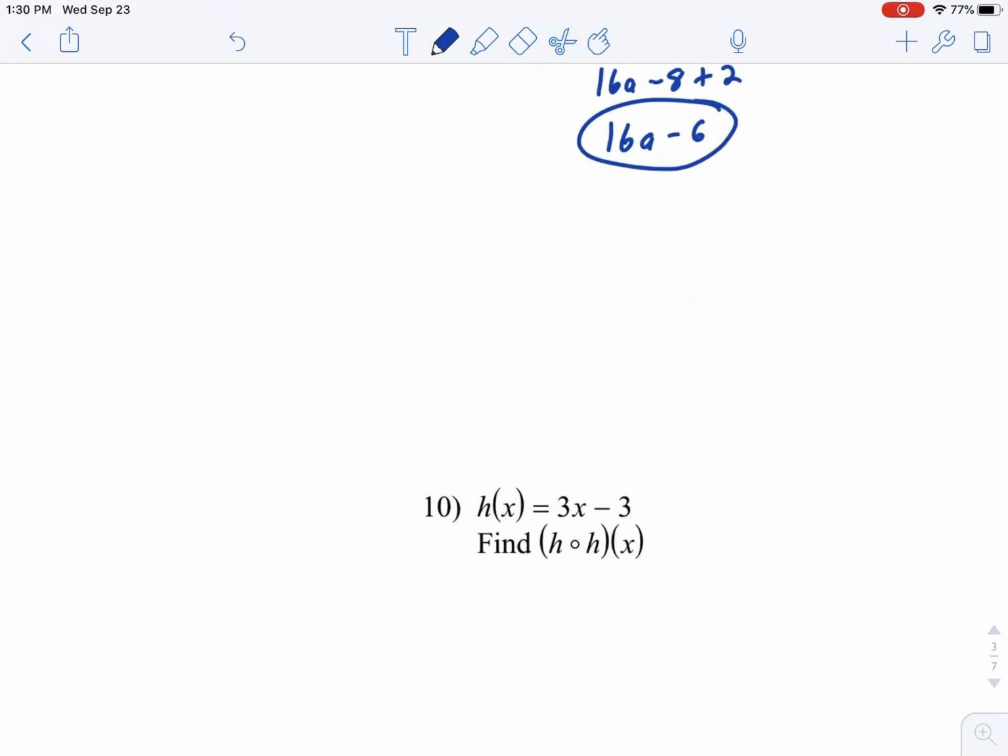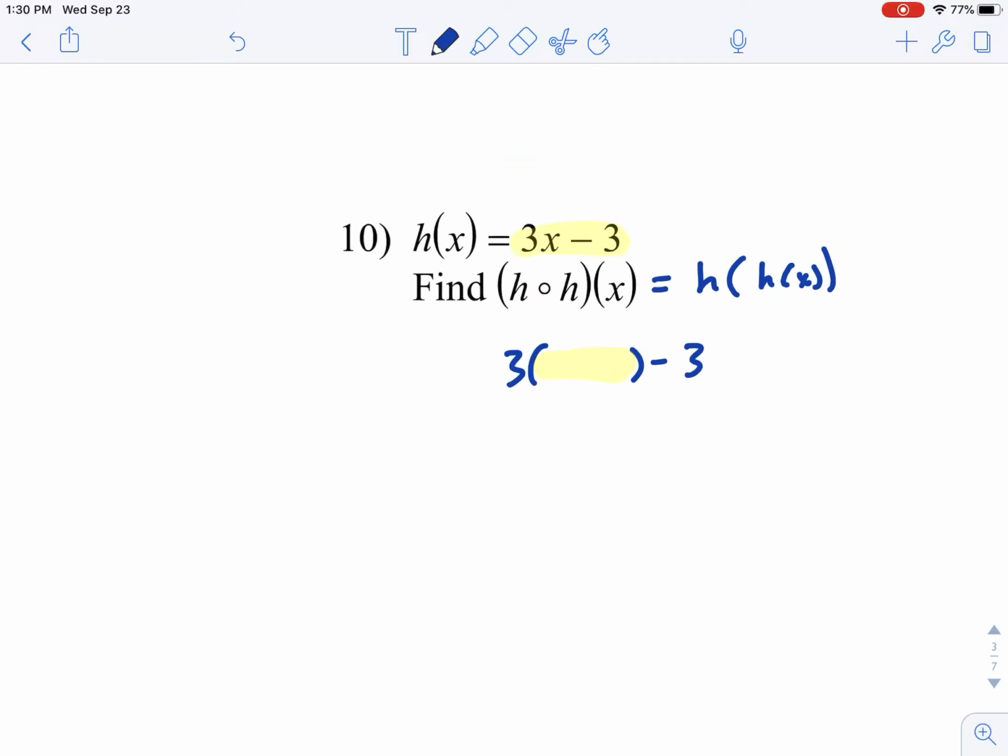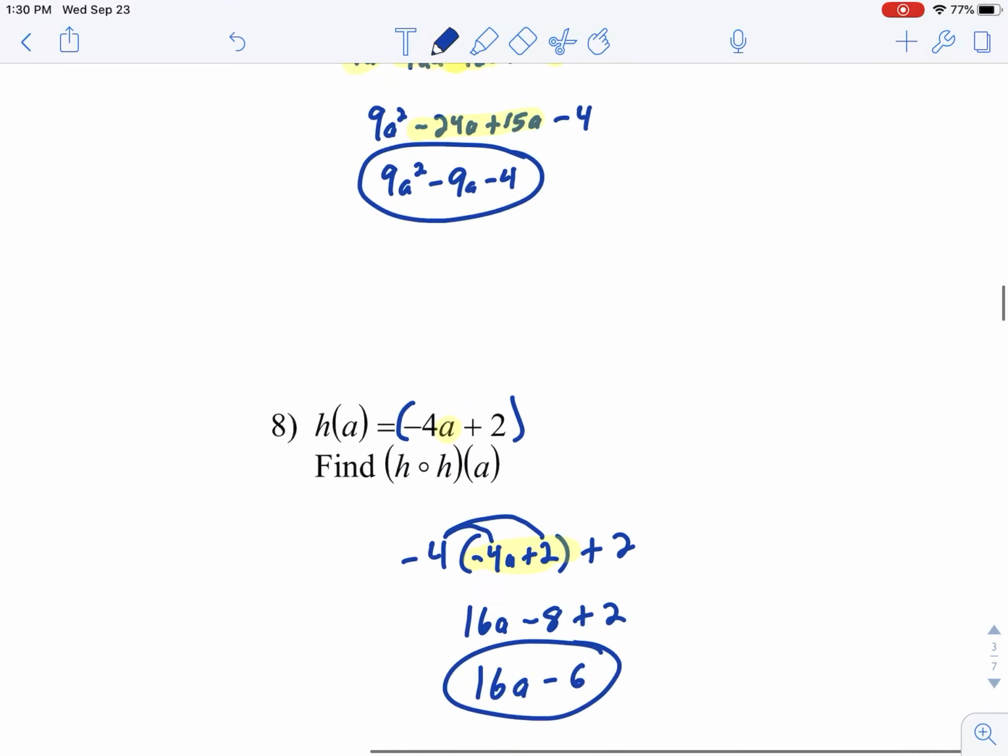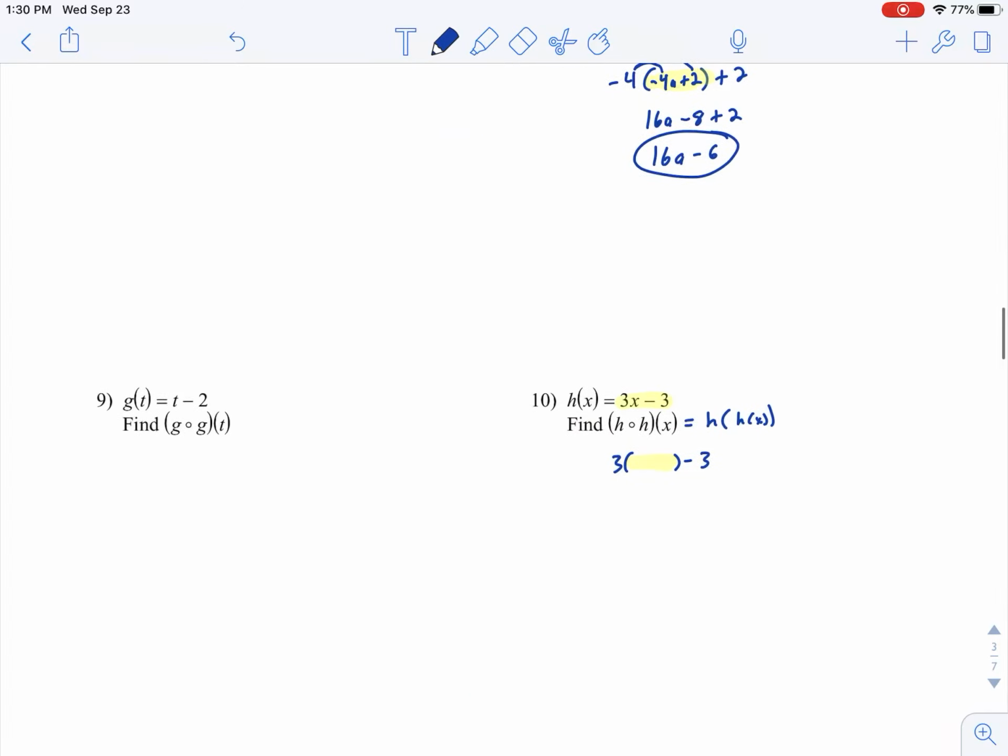Number 10, same thing. h of h, 3x minus 3. Instead of an x, I left open parentheses, and now I need to plug that into the parentheses. Oh, I've left something off here. Normally I do this, so it's h of x. That's not necessary, but I'm just trying to be consistent. This is h of a. So you kind of see what's being plugged into what when you write it that way.